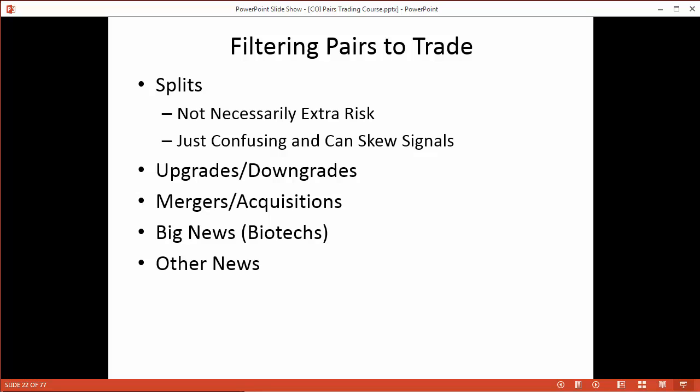So this would materially change the company, or maybe the company's under investigation for something. All of a sudden now the relationship, the business model that we thought the company had is now materially changed when you compare it to the stock that we're trading on the other side of the pair.